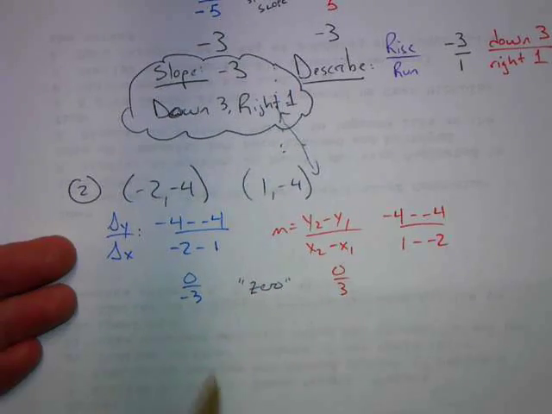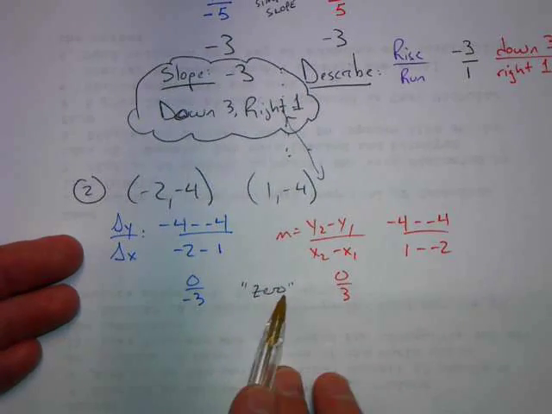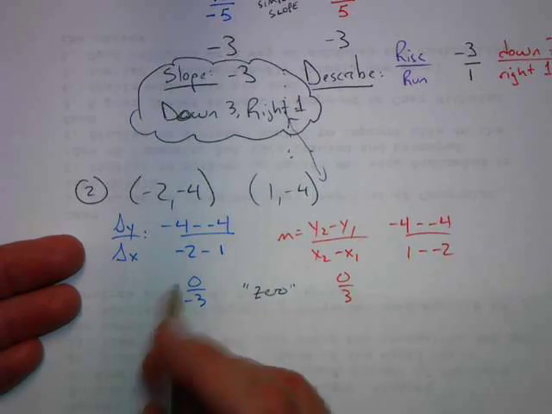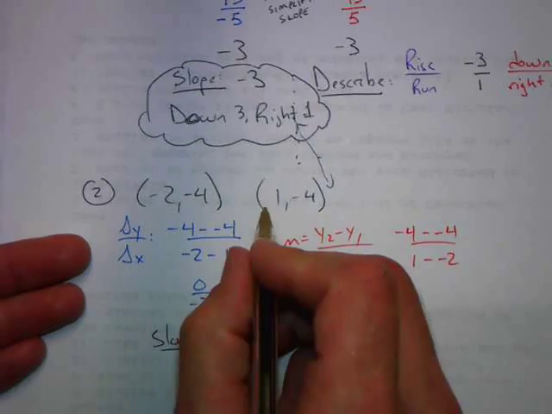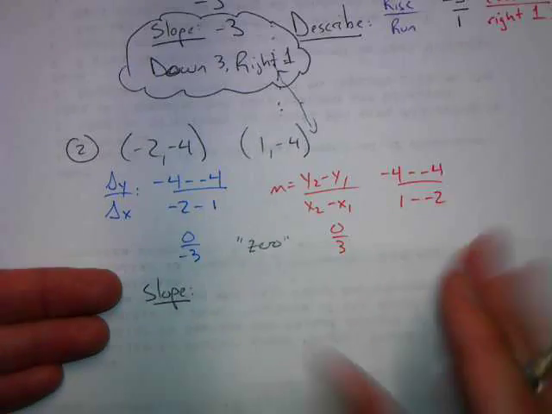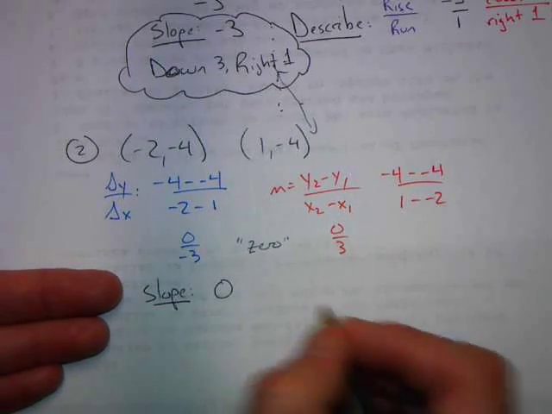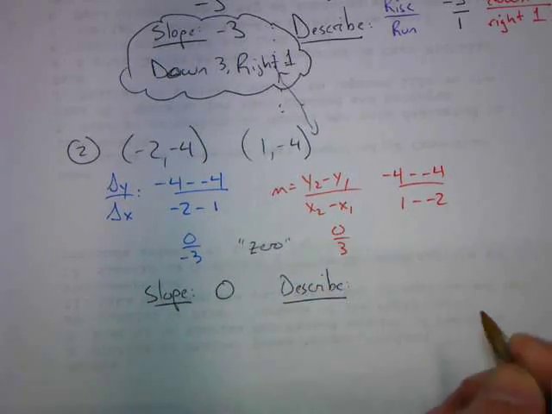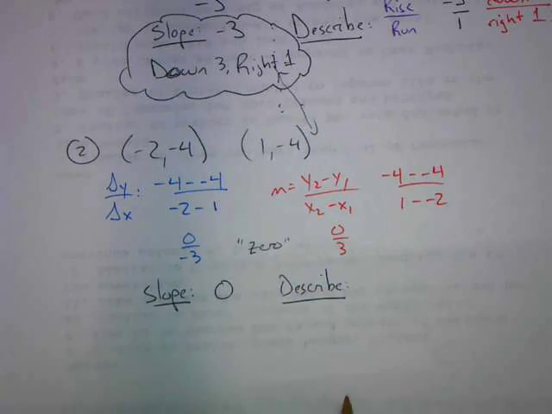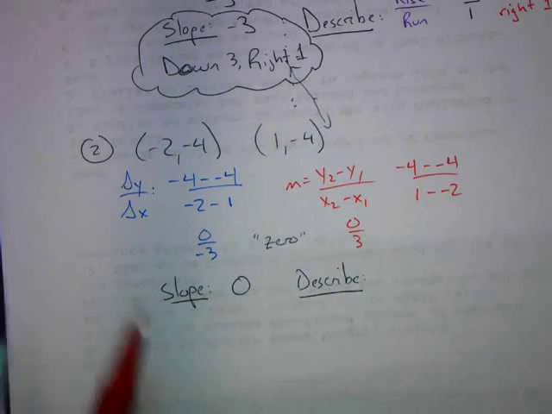And you know what? You can point to 0 on a number line. It exists. 0 exists. You can point to it. So the slope of the line between these two ordered pairs exists. It is 0. But how would we describe a slope of 0? How would we describe a slope of 0? Well, again, slope is rise over run.